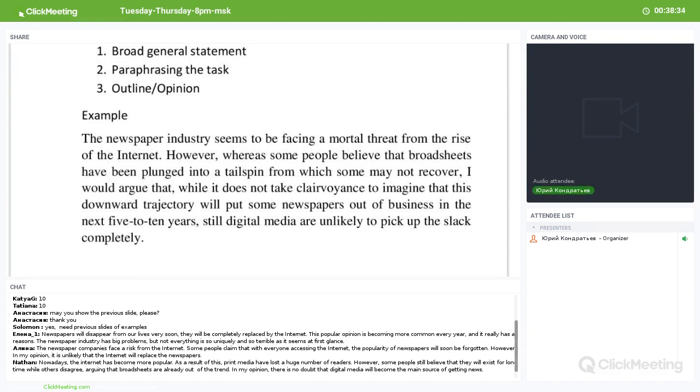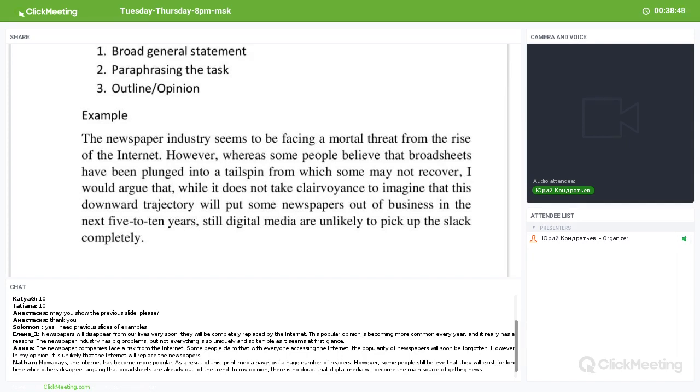Okay, Nathan, nowadays the internet has become more popular. Okay, as a result of this, print media have lost a huge number of readers. However, some people still believe that they will exist for a long time. Well, here it's not clear who they are. People will exist, or newspapers will exist. They should refer to the last word, so it should be people. For a long time, while others disagree, arguing that broadsheets are already out of the trend.